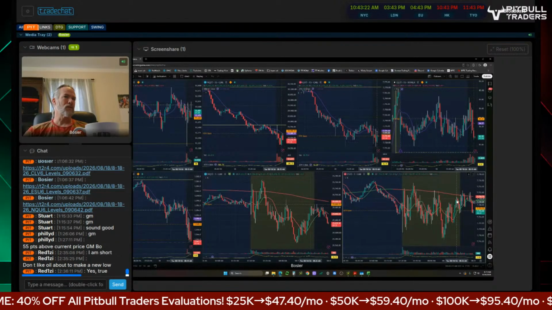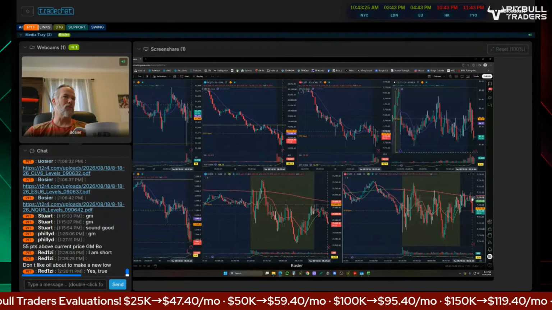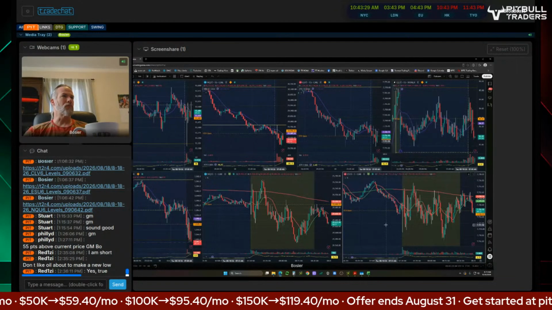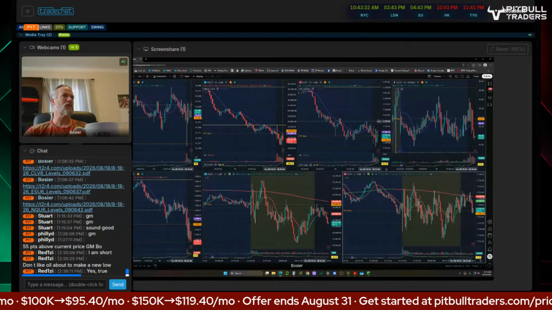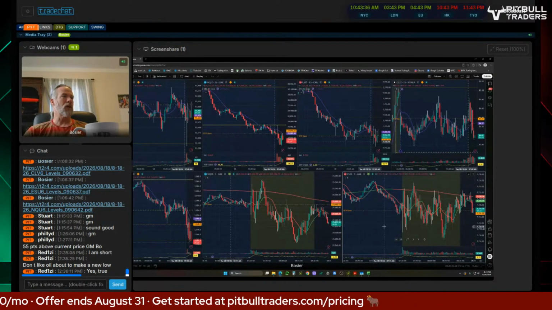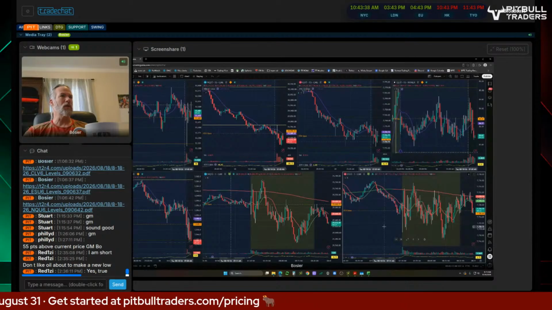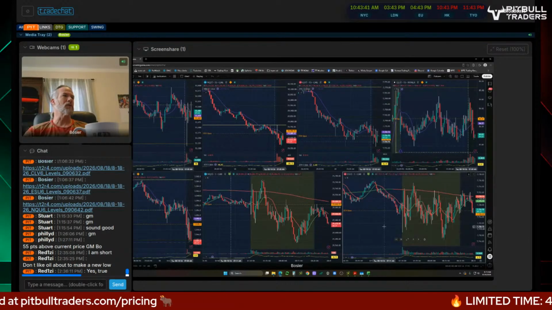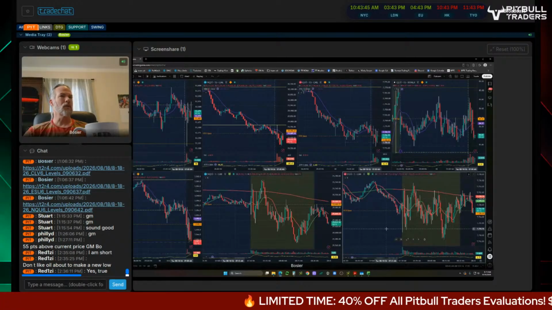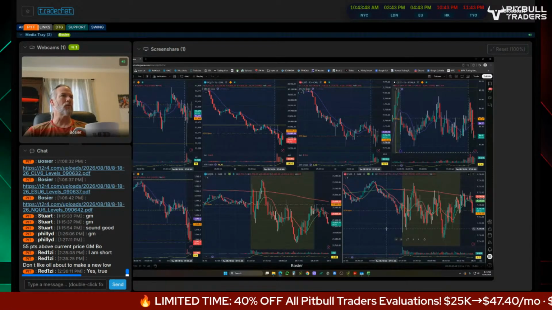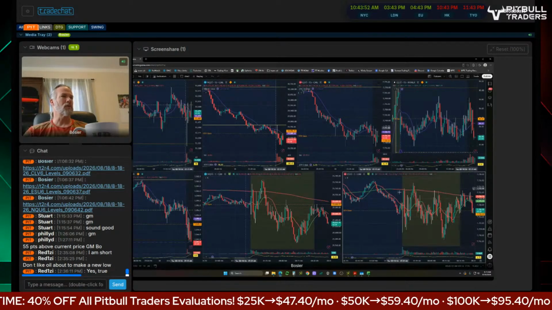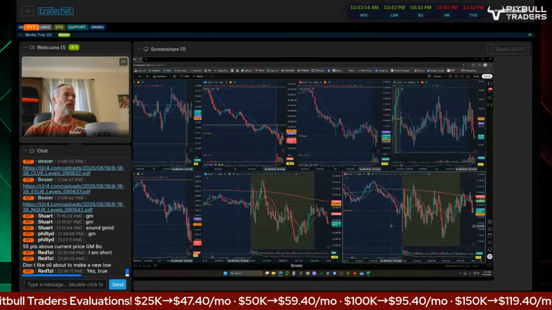And this is a decent rejection right here of that 15-minute moving average again. We've got a minute and a half left until the close of this 15-minute candle. So instead of trying to jump in right here, I'm going to wait and see where they close this candle on the ES. Could mean I've missed a really good entry here, but we're just right in the middle, hugging the open. It's sort of hard to know what to do.